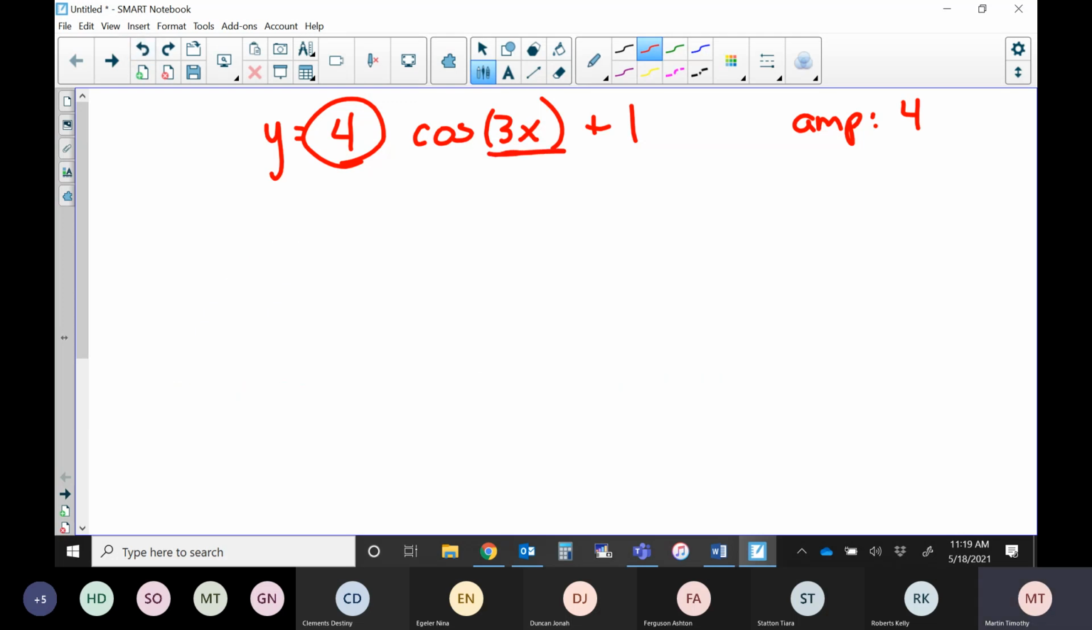What does this change? The period. Okay, you have been awesome the last couple of days, girl. I appreciate you. I just want you to know. It does change the period. What we're going to do to figure out the period is we're going to take the reciprocal of that, 1/3. We're going to then times it by 2 pi. And when we do that, we get 2 pi over 3.